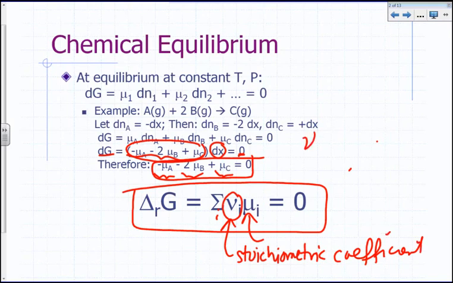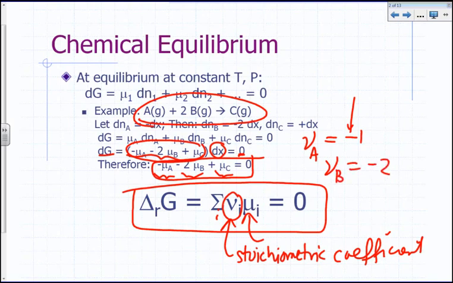Okay, so in this particular example, we have nu sub A is -1. It's just the coefficient in the balance equation, but you put a negative sign in front if you're dealing with a reactant, and nu sub B would be -2. The coefficient of B is 2, and it's a reactant, and nu sub C would be +1. The coefficient of C in the balance equation is 1, and that is a product, so we use a positive value for the stoichiometric coefficient. So this is the condition for chemical equilibrium.